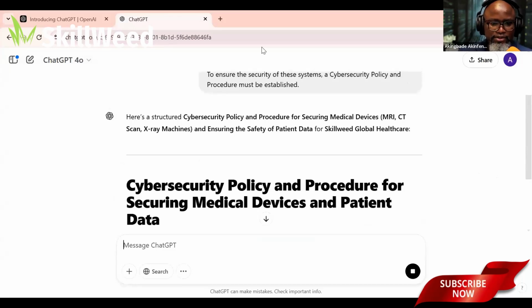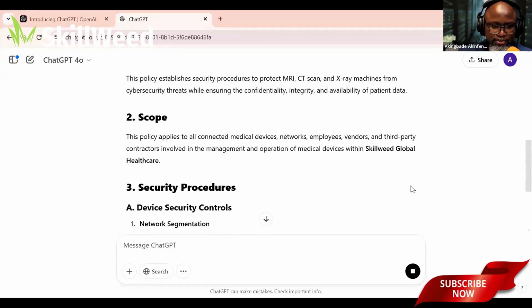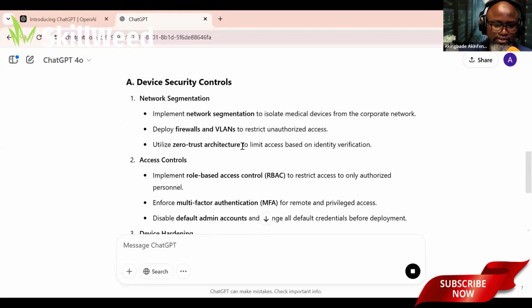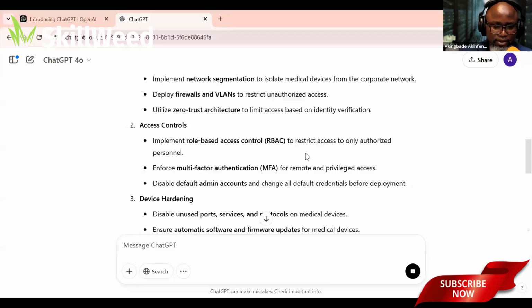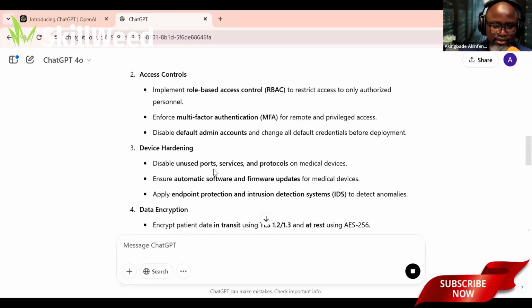So you can see here, cybersecurity. Let me see if I'm sharing my screen. Yeah, I think I am. Okay. So you can see it's getting down to the scope of it. This is awesome because it breaks it down into the device security controls. You can see we talked about zero trust earlier on. They even mentioned it there also. Network segmentation, awesome. You can see access control, they went into it. Device hardening, disabling things you don't need.